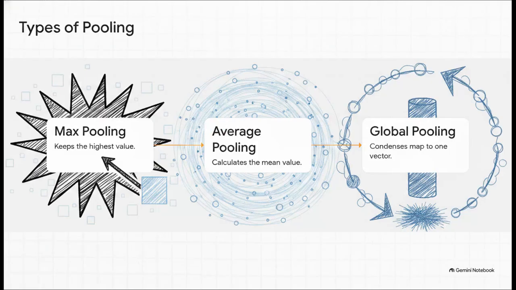Now, there are a few core types of pooling to make this happen. You've got max pooling, which simply keeps the highest value, and average pooling, which calculates a smooth mean. But the real hero of our story today, that's global pooling. This method condenses an entire map of data into a single vector, which means it completely abandons that exhausting, memory-heavy sliding window we just talked about.